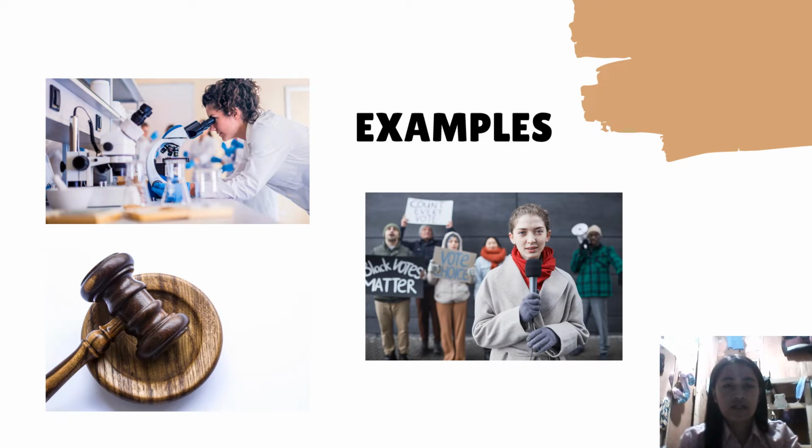So to better understand what participant observation is, I cite some examples here. The first one is the researcher, followed by the journalist and also law enforcement. In that case, the participant observer attempts to adapt the perspective of the people in the situation being observed.